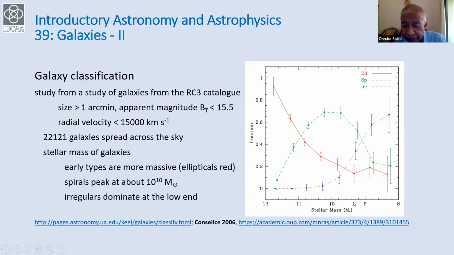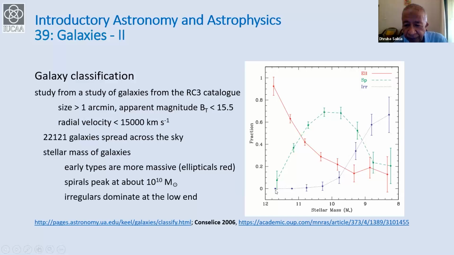Now, for the same sample of galaxies, if I plot the stellar mass, you see that when I come to the more massive galaxies, just note that in this plot, from Gonzalez et al. 2006, the mass is increasing from right to left. This is the fraction of galaxies at different values of stellar mass. If you come to the most massive galaxies, close to 10 to the power of 12, they're almost entirely ellipticals. Ellipticals dominate. Spirals have gone down.